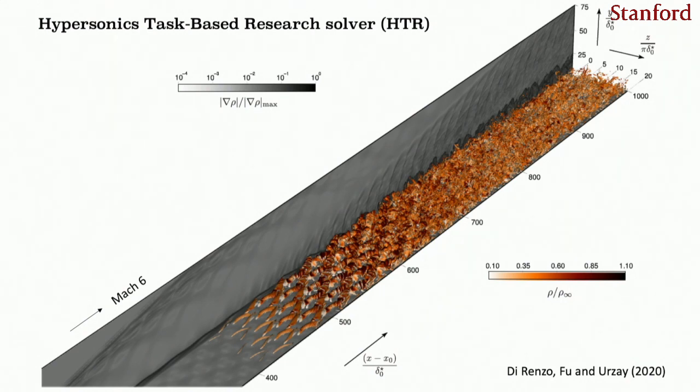So this is a Mach 6 hypersonic transitional boundary layer, which, by the way, since I'm talking about this here, let me just tell you that it was calculated with a code that is called the Hypersonics Task-Based Research Solver, HTR, that we published recently, that is available in the literature, and it is a very advanced code that is capable of running in GPUs, right? And it's capable of exploiting the most up-to-date government supercomputers, and you can actually download it for free. It's an open source code. It was actually written here at Stanford.